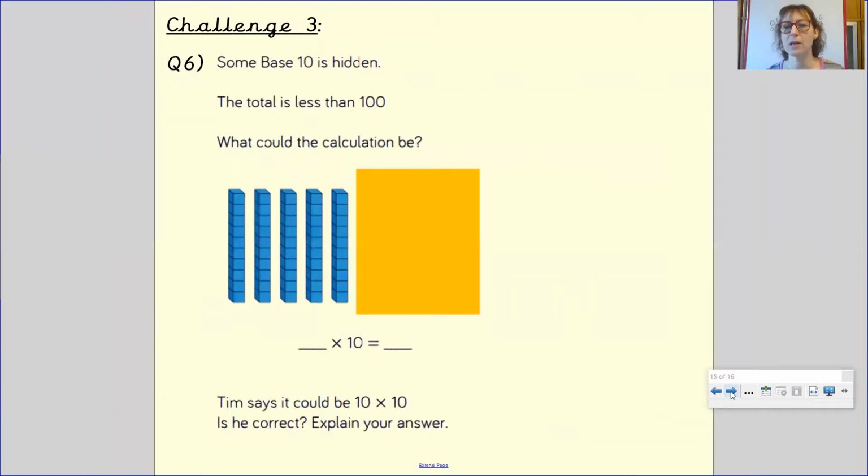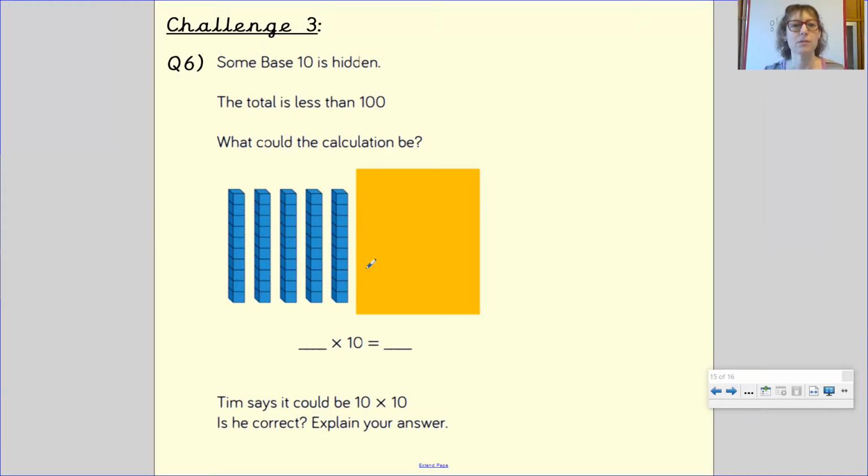And then we've got our you've got challenge. I thought that was the extension, but we've got another challenge. We had one of these last week when we were doing our 2 times tables. These are good fun. So there are some of these base 10 sticks hidden behind this yellow block, and I can't show you because it doesn't move. The total is less than 100. So what could it be?